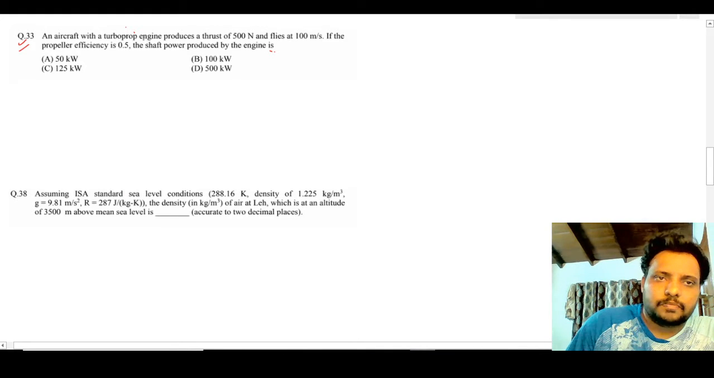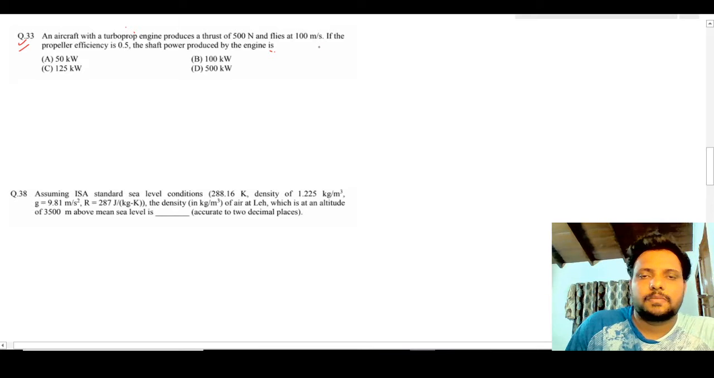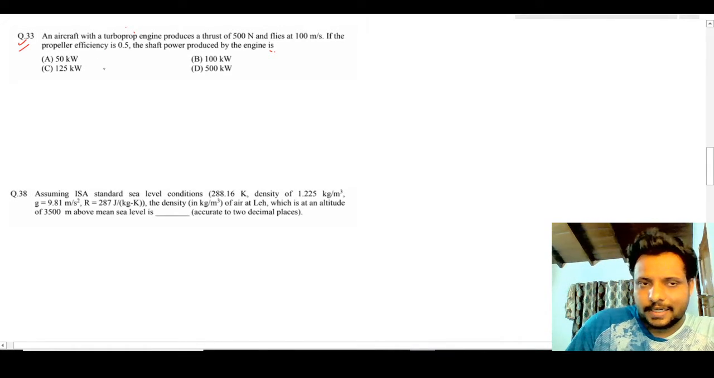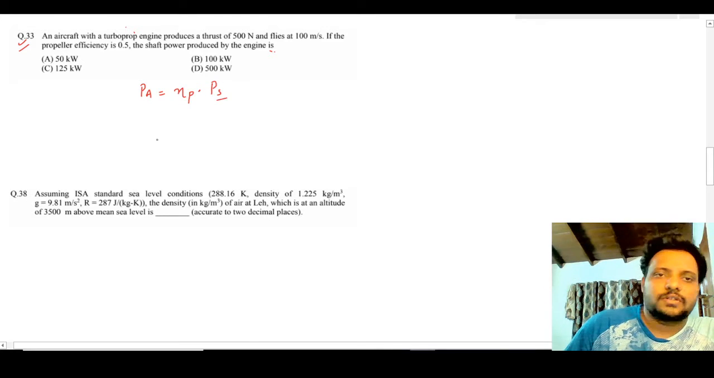An aircraft with a turboprop engine produces a thrust of 500 newtons and flies at 100 meters per second. If the propeller efficiency is 0.5, the power produced by the engine is: four options are given. So we know that power available is equal to propeller efficiency multiplied with shaft power. In this question we have to find out the shaft power, which is denoted by PS.